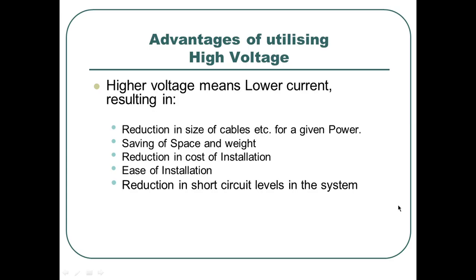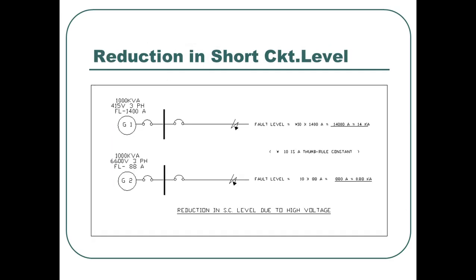In a very short time, the motor draws this current. Now you see here, they are calculating this fault level. For 1000 kVA at 415 volts, and for the same 1000 kVA with the voltage increased, for the same three phase, you see here 88 amps, here you have 1400 amps. So that is the fault level.